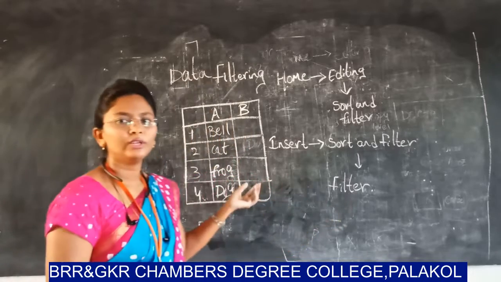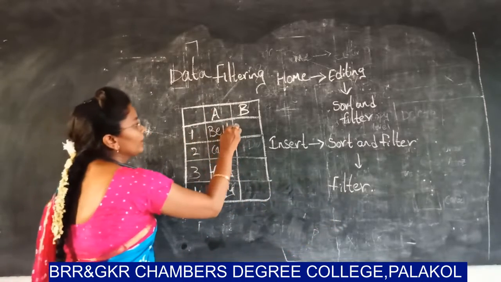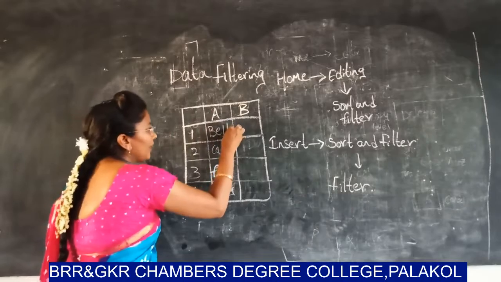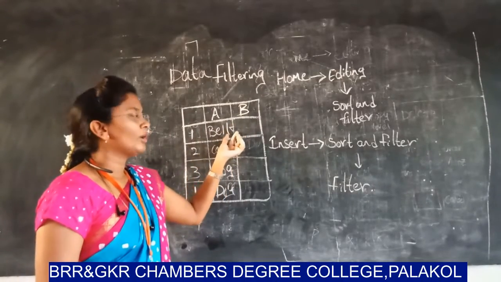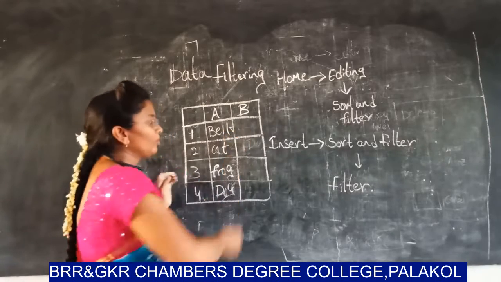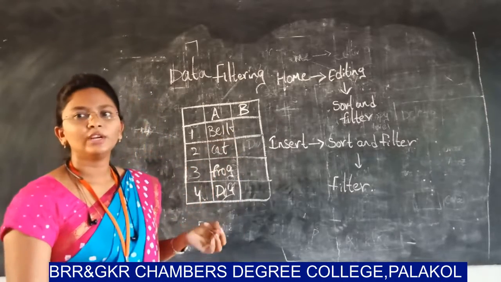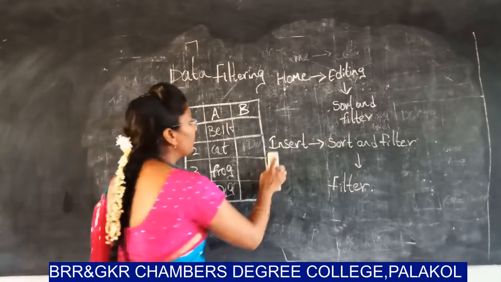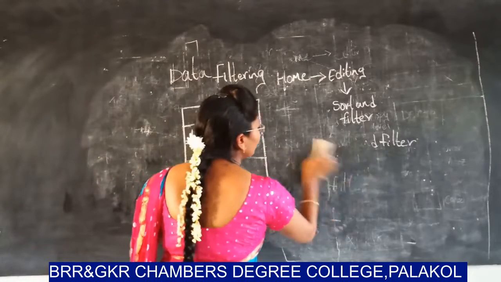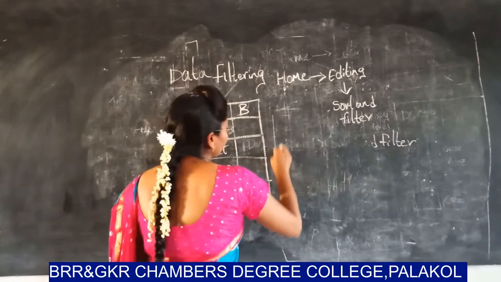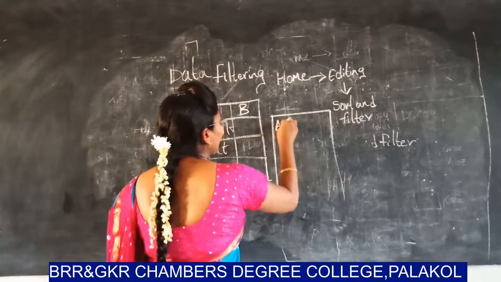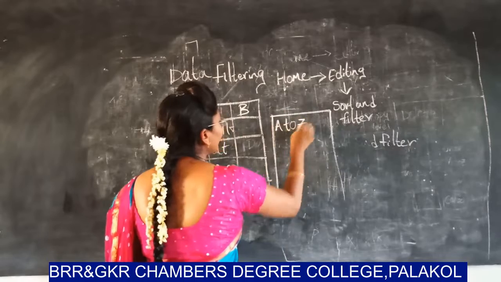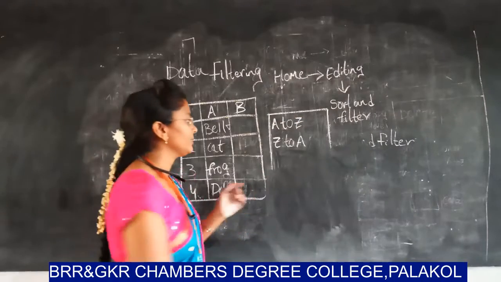If you click on the filter option, then one drop down arrow mark will appear at the header symbol. If you click on this downward arrow mark, then one dialog box will appear here. The dialog box will show A to Z. This is the ascending, and the next one is sort by color.